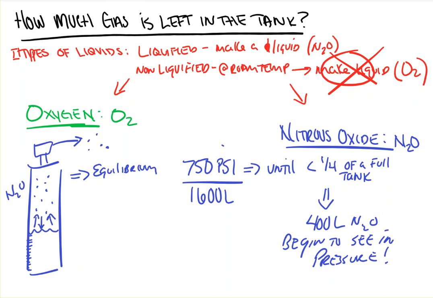Instead, what we can do is weigh it, and a full E-tank weighs 8.8 kilograms. We can weigh our tank and compare that to the weight of a full tank to decide how much is left. So the take home for this part is that until we are at less than 1/4 of the total volume inside the tank, the pressure will not change. That's all for how much is left in the tank.